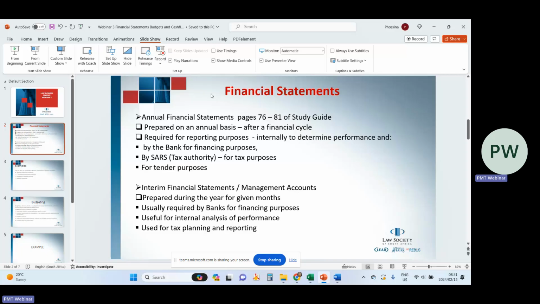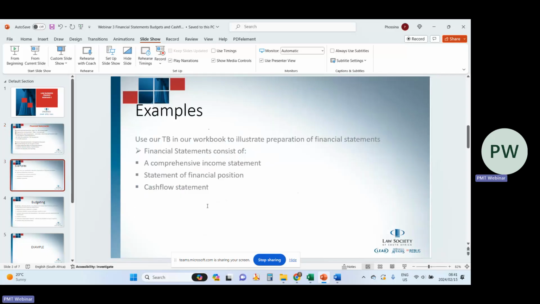So the next thing that we are going to do is have an example on financial statements. We are going to continue with our TB in our workbook, from the previous webinar that we had, and I am going to illustrate how we are going to prepare the financial statements. What you need to know is that financial statements consist of one big document. It can be an 18-pager, 16-pager, or 14-pager, depending on who is preparing the financials and what information you need to show.